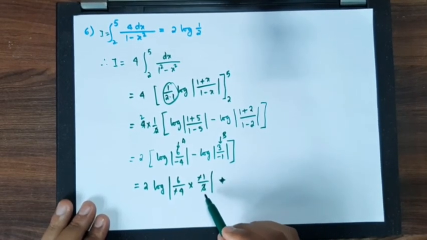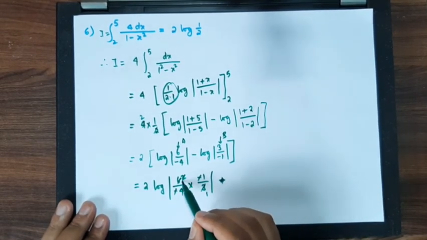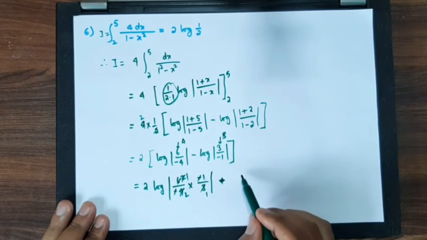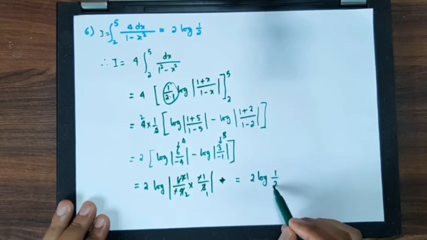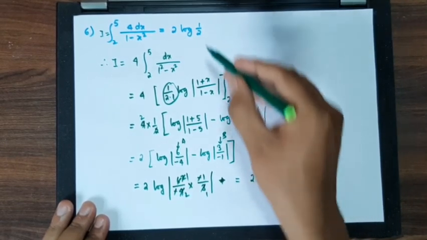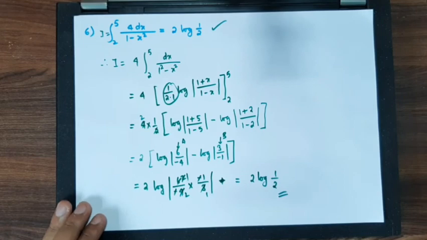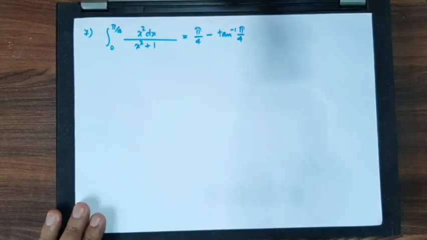This time I'm not putting any constant of integration, so minus and minus can be removed. So 3 1s are 3, 3 2s are 6, 2 1s are 2, 2 2s are 4. So this will be equal to how much? 2 log 1 by 2. So this will be my final answer. You may pause the video to note down.